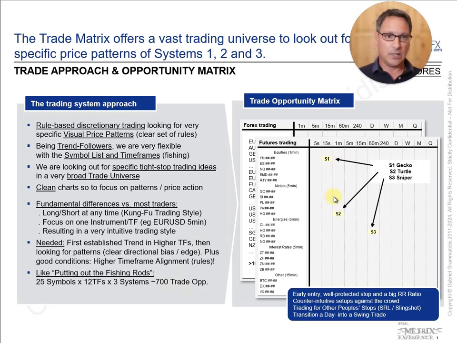So it could be that at some point of the day we're actually having in the YM futures contract an S1, a gecko pattern on the 15-second chart. Then as well in copper, the HG contract, we might have an S2, a turtle pattern on the 1 minute. And maybe on gasoline, the RB contract, we might trade an S3 pattern on the 60-minute chart, either long or short. So this spans the trading matrix. This is our fishing ground, and we're looking for 3 very specific fish: system 1, 2, and 3.